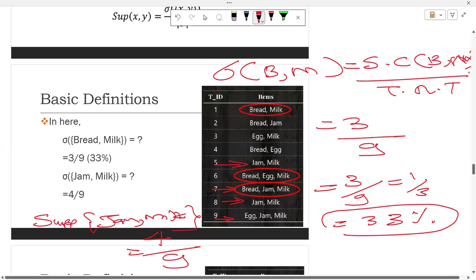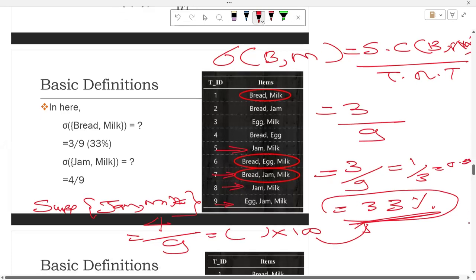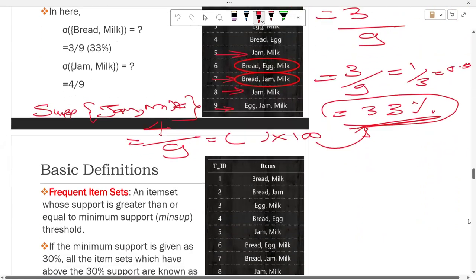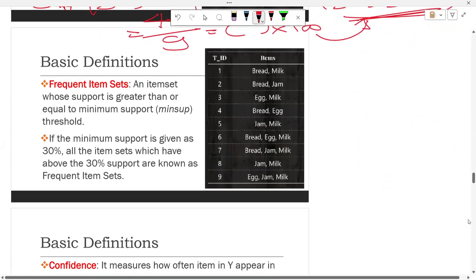So 4 over 9, you can divide it into a decimal value. Then if you multiply by 100, you get the percentage. Here 1 over 3 means 0.33, so if we multiply by 100, that is 33%. That is support. Another important definition is the frequent item set.